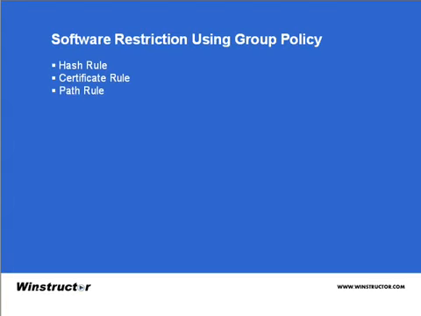Next, we have path rules, where we can specify the location of files that are allowed or not allowed to run. With path rules, if a file is moved from the location specified in the rule, then the rule becomes ineffective. Path rules can also apply to registry keys. And finally, we have Internet Zone rules that apply to Windows installer packages and identify software that comes from Internet Explorer zones.